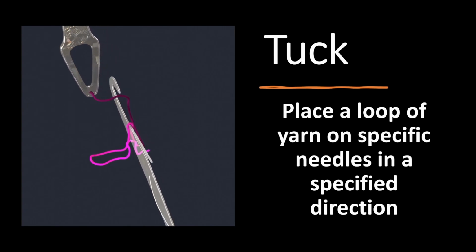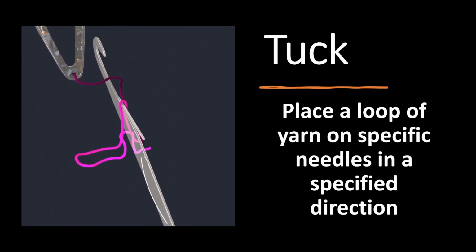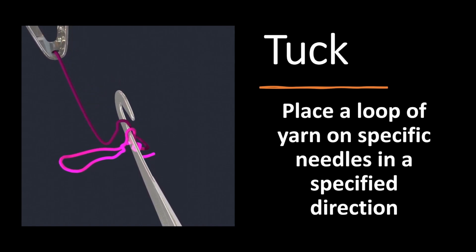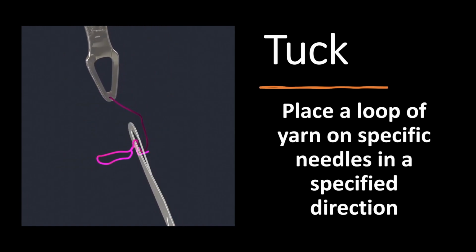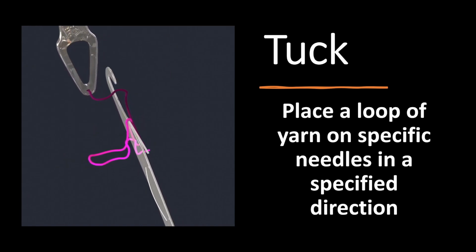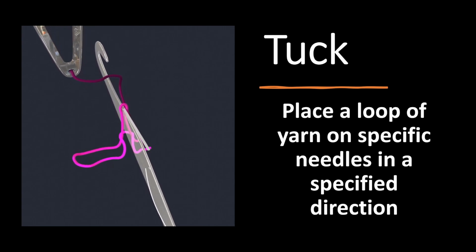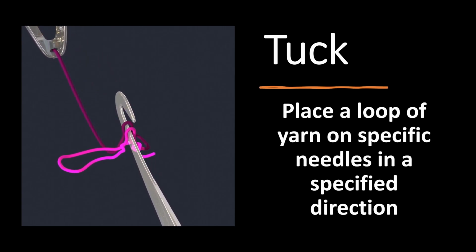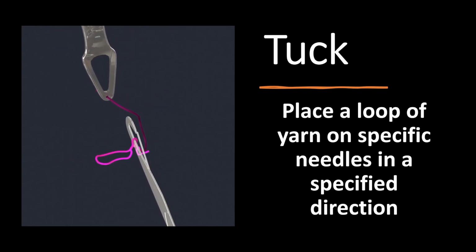Now, let's start using those yarns. And the most basic operation we can do to use the yarn is called a tuck. This is going to place a loop of yarn on a specific needle in a specified direction. So in this case, you can see a loop being added onto a needle that is already holding one loop, making 2 loops stacked on it.